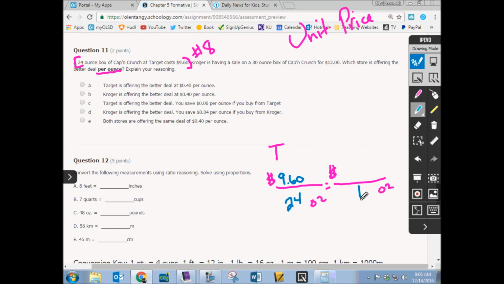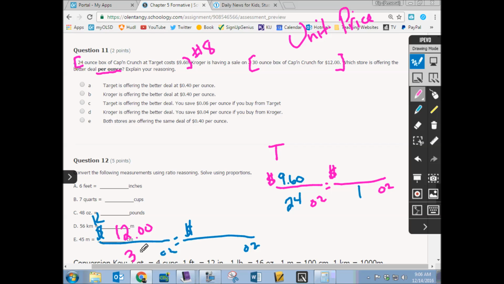We need to figure out how much that is per ounce. That's Target. Now I'm going to go down here, and I'm going to do Kroger in this color down here. And we still are doing money to money, ounces to ounces. Now we look and we say, okay, a 30-ounce box is $12. So we're going to put $12 there and 30 ounces, and then we want to figure out 1 ounce. Right, everybody? Okay, so let's do the math on this.